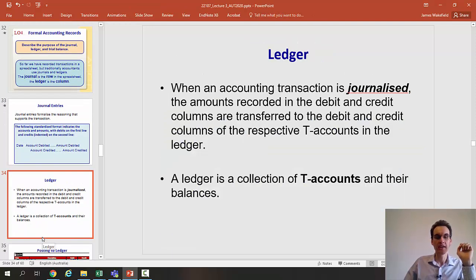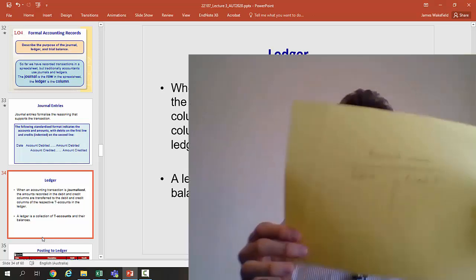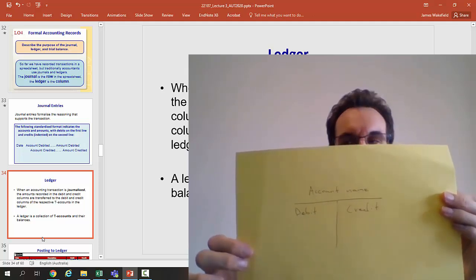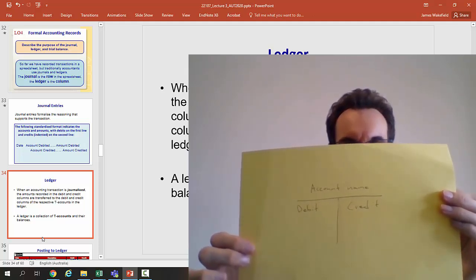Now, the ledger relates to the T accounts that I showed you in the last learning objective. What is a ledger? Basically, the ledger is essentially a record of every single T account, for which there is a T account for every single account we have in the business. So remember, I showed you this T account in the last learning objective today.